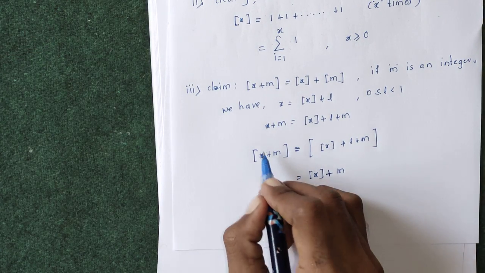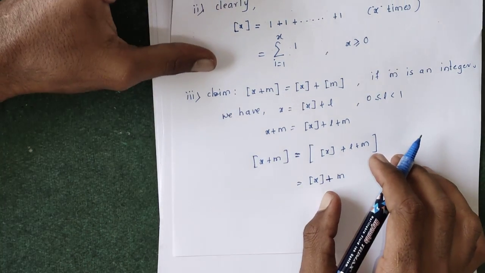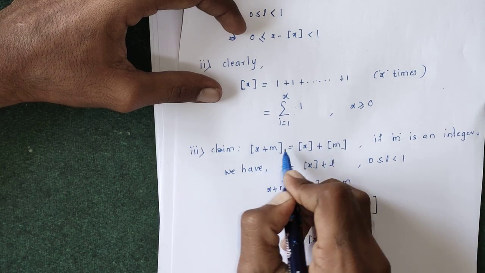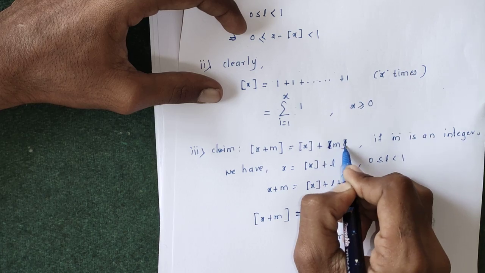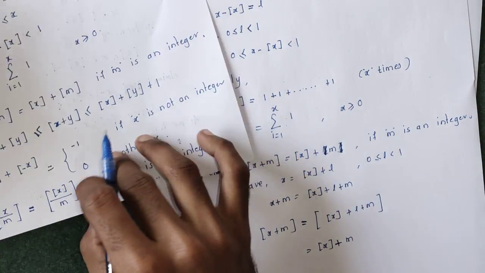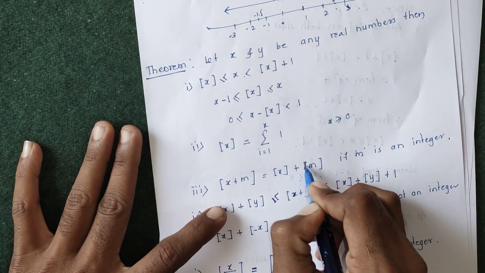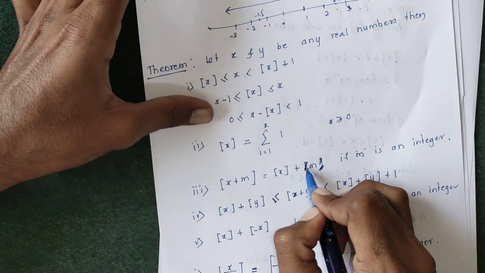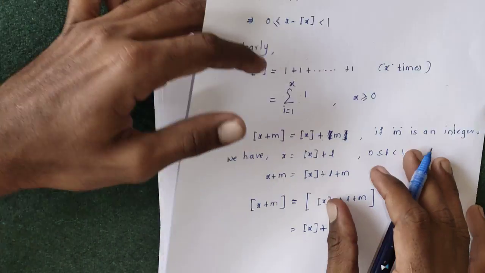Hence we have integral part of x plus m is equal to integral part of x plus integral part of m. So here just make one correction: integral part of x plus m is equal to integral part of x plus m, not integral part of m. Also in the statement of this, integral part of x plus m is integral part of x plus m if m is an integer. It is just one correction. So hence the proof of the third property.